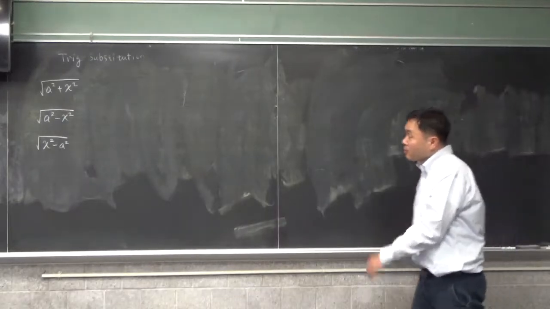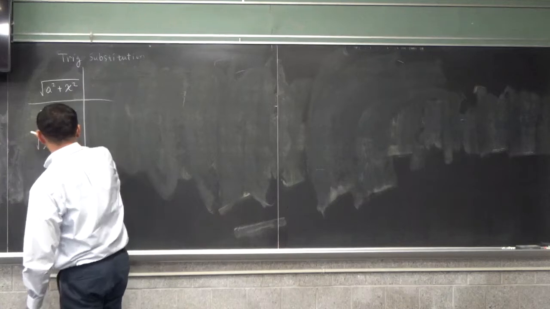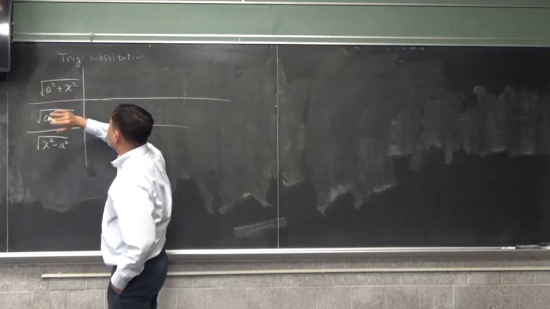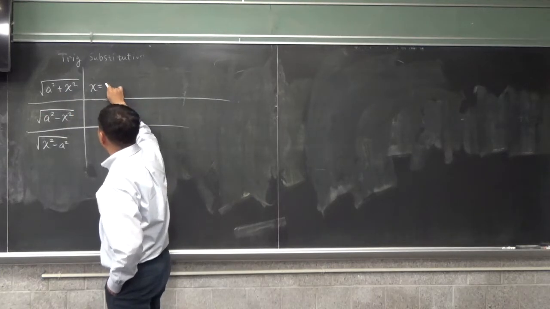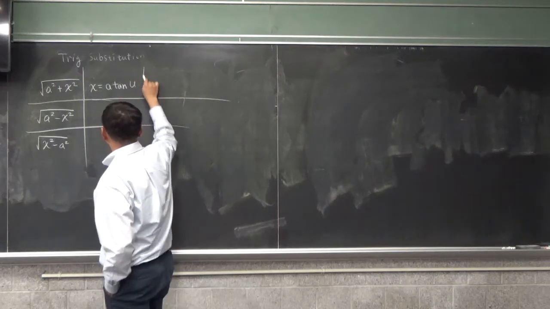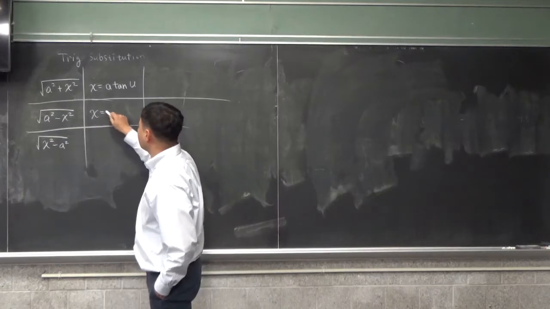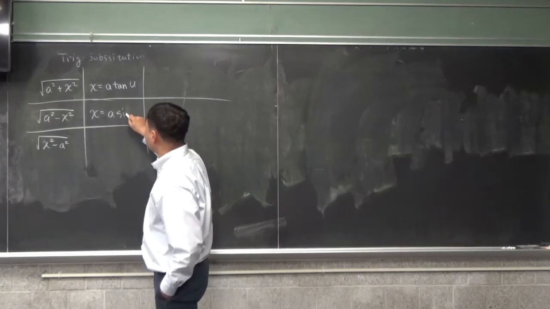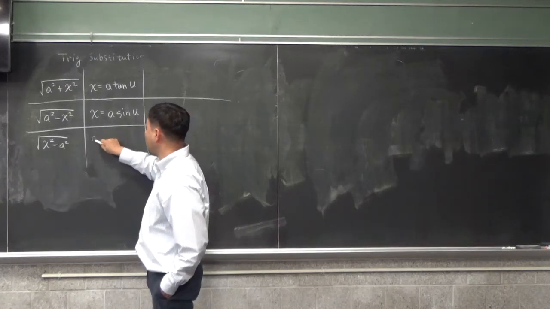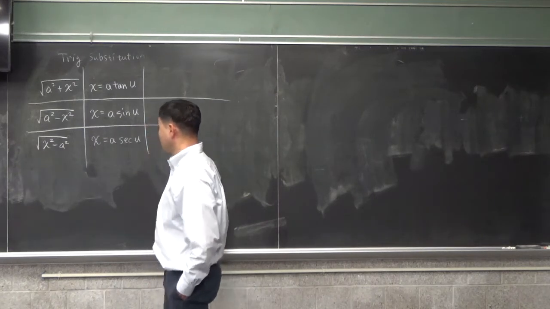The substitution is rather strange. For this type, you want to set x as a times tangent of u. And for this type, you want to set x as a times sine of u. And for this type, you want to set x as a times secant of u.